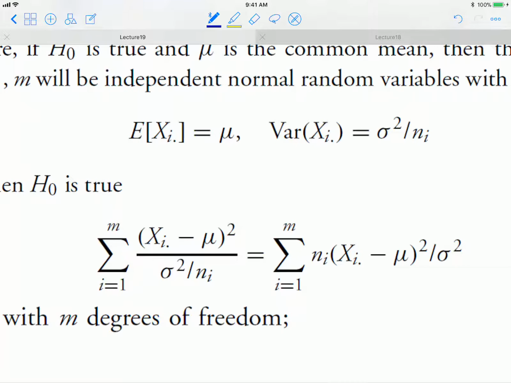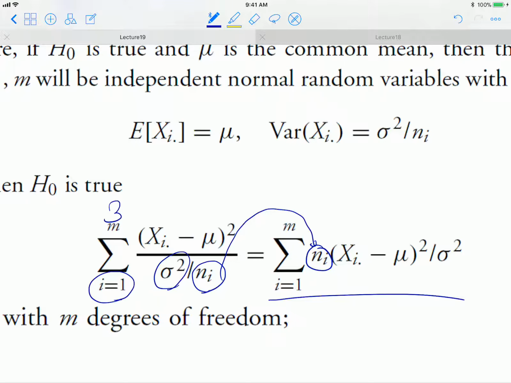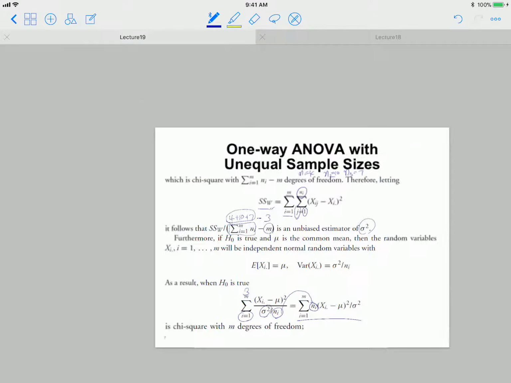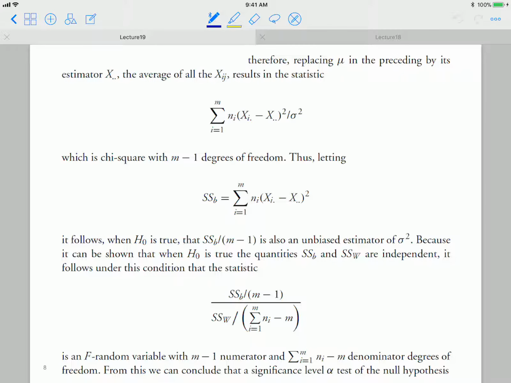And then the second scenario was this one. So we go from 1 through m, right? And then after taking the square of it, it's sigma squared divided by n_i, which was like 4, 10, 7, right? And then if it moves to the numerator, then it will have this one. Okay, and then in this case, the degree of freedom will be m minus 1, right?